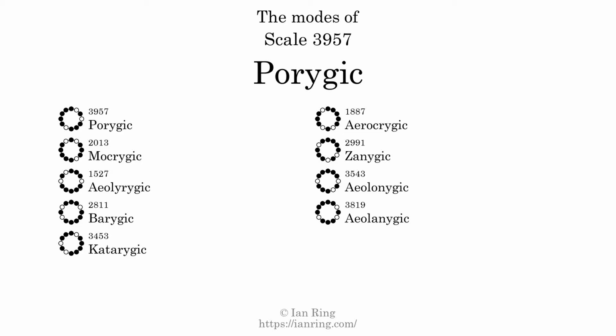The ninth and last mode is scale 3819, also known as Porygic. It sounds like this.